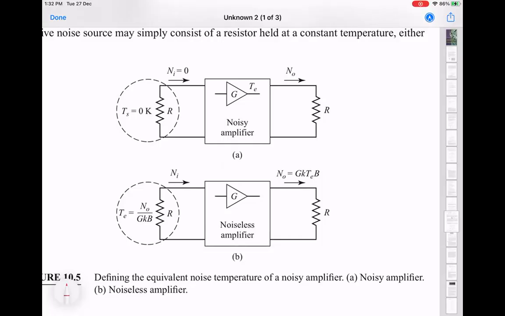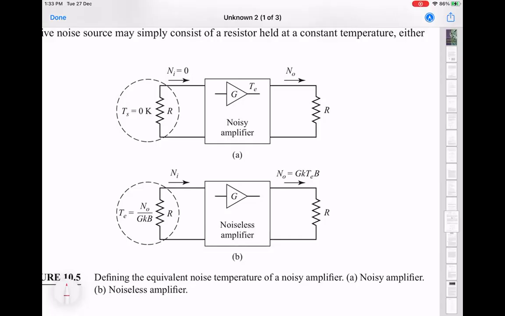Is this part clear? In the first thing, we are taking a noisy amplifier. All amplifiers are noisy. We are saying there is no input noise coming in. This is a hypothetical situation. And then we see how much noise is being delivered to this matched load at the output. We then ask, if the amplifier was noiseless, which means it was not adding its own noise, what is the temperature of the resistor which would give rise to the same amount of noise delivered to this resistor here?